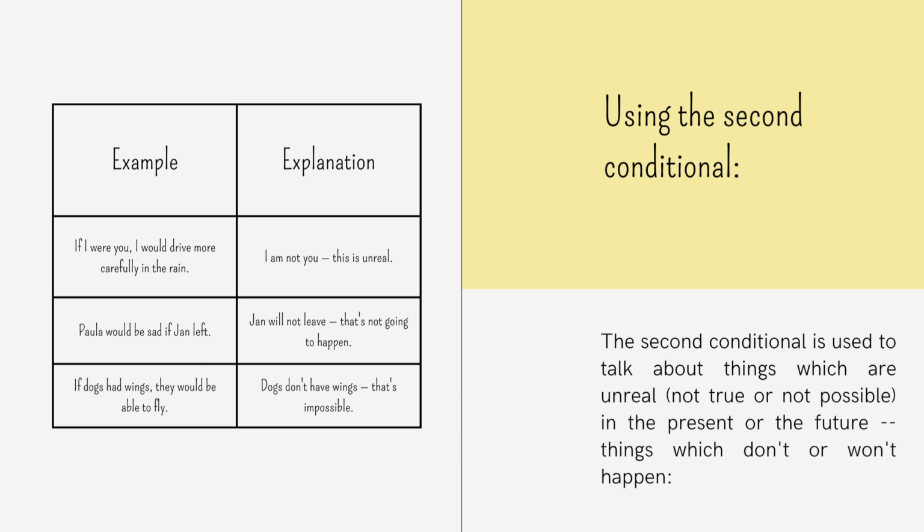This is unreal. Next, Paula would be sad if John left. Explanation: John will not leave. That's not going to happen. Next, if dogs had wings, they would be able to fly. Explanation: dogs don't have wings. That's impossible.